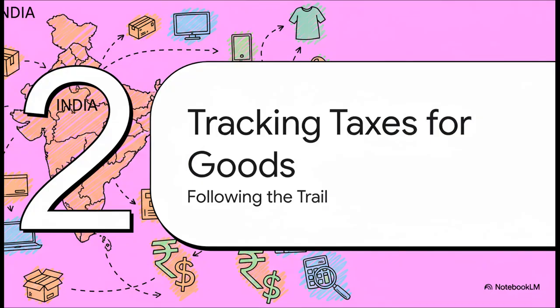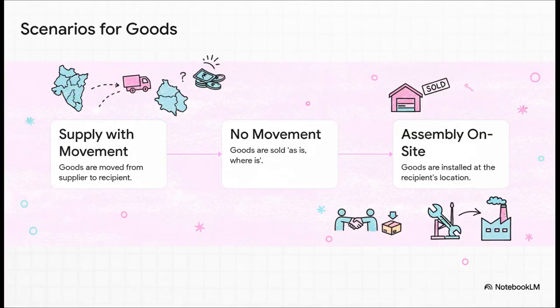All right, so how do we actually find this place of supply? Well, the rules are different for goods and for services. Let's start with tangible goods, which are usually more straightforward because you can physically track them. For goods, the rules generally fall into three common-sense scenarios.